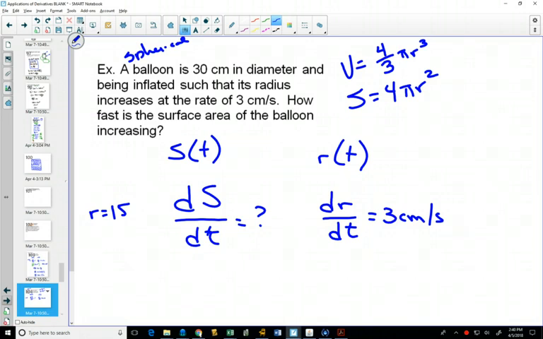Because if you take the derivative of the volume, you get the surface area. What happens if you take the derivative of a circle? You get circumference. Whoa. You move down 3 dimensions to 2 dimensions, 2 dimensions down to 1 dimension. Isn't that interesting?